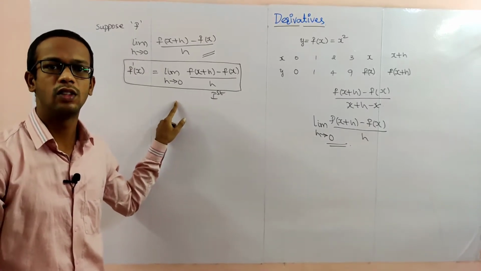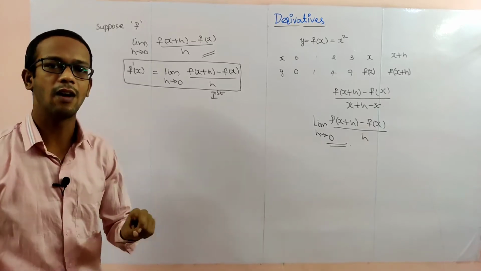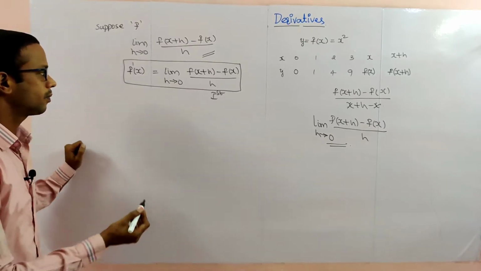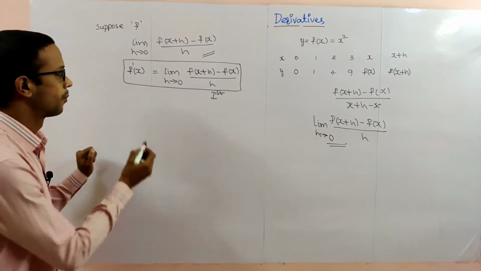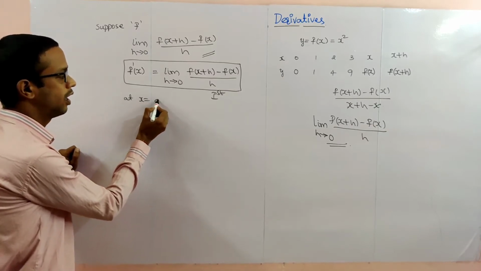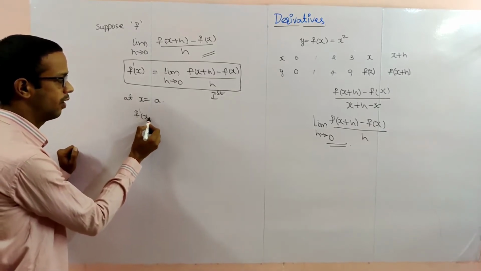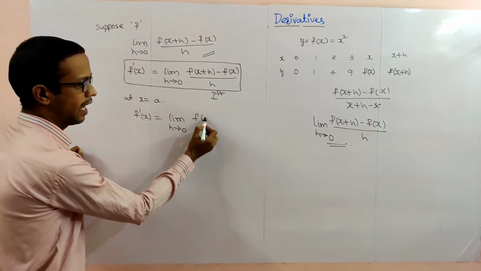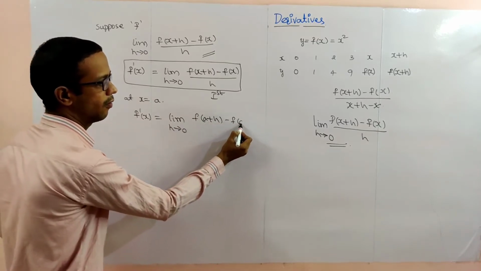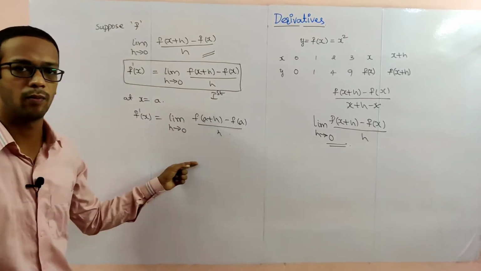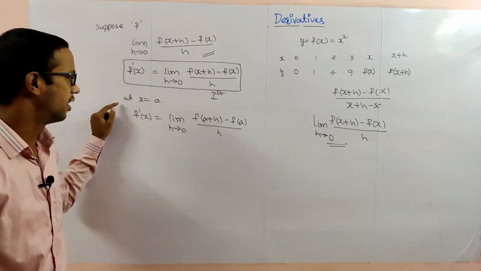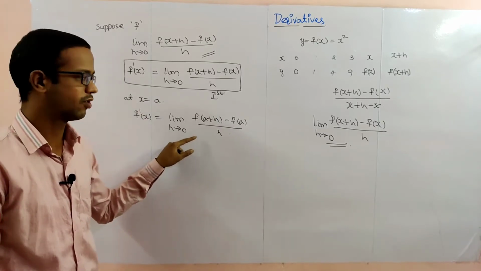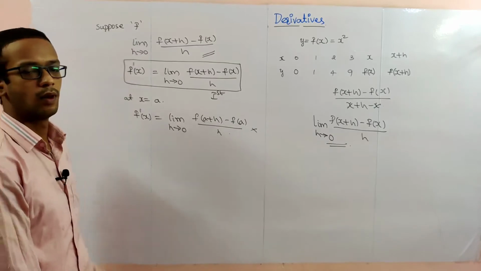Every derivative formula we will use in higher classes is based upon the first principle of derivative. Next, at a particular point x is equal to a, we write f dash of a is equal to limit h tends to 0 of f of a plus h minus f of a by h. This is the derivative of the function f of x at x is equal to a. This is the formula, but actually we won't use this one, we will use only the first principle.